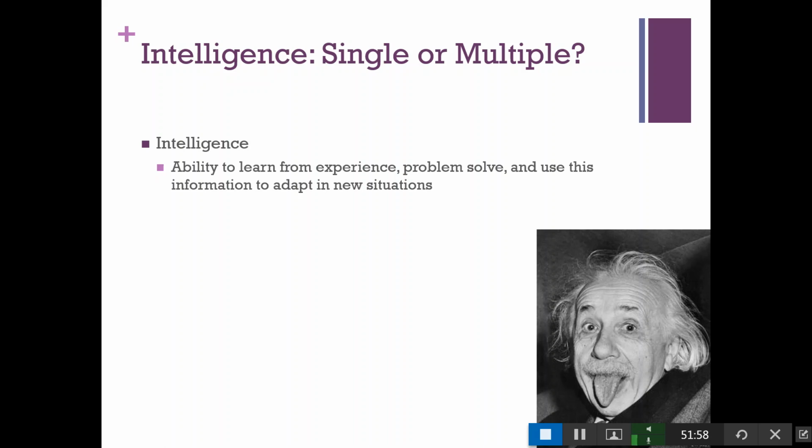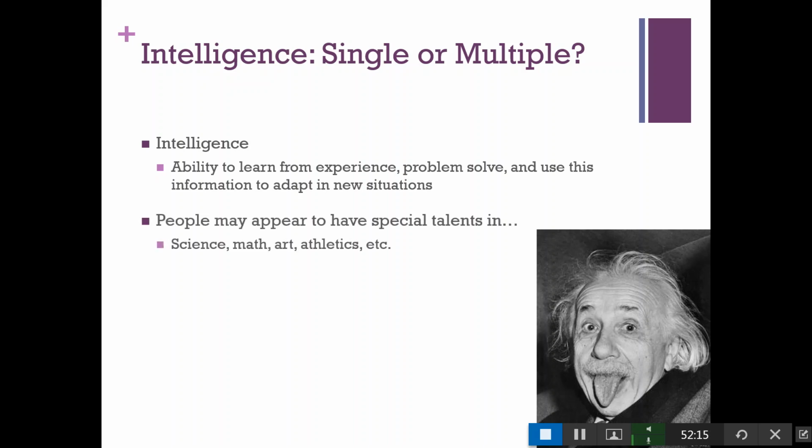So intelligence, let's define it as our ability to learn from experience, to problem solve, and use all this information to adapt to new situations, right? So this is what we're going to call intelligence. People may appear to have special talents in science, math, arts, athletics, etc. And due to this, there are two main schools of thought about intelligence in the world of research on this.